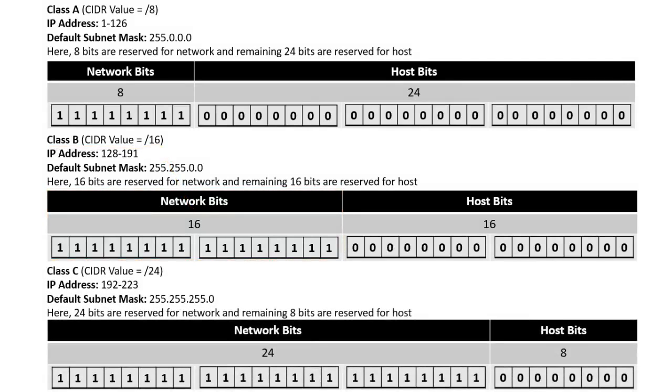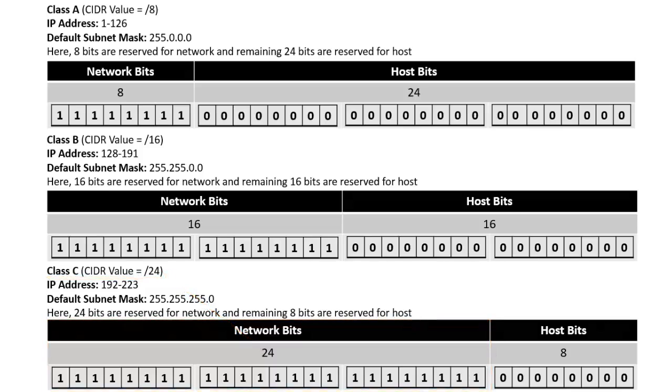Now let's move on to class C. Class C IP addresses start from 192 to 223. Its default subnet mask is 255.255.255.0 and the default CIDR value is 24. Now why have we written the CIDR value as 24? Because the total number of network bits in a class C IP address is 24. That is why the CIDR value of class C IP address is 24.